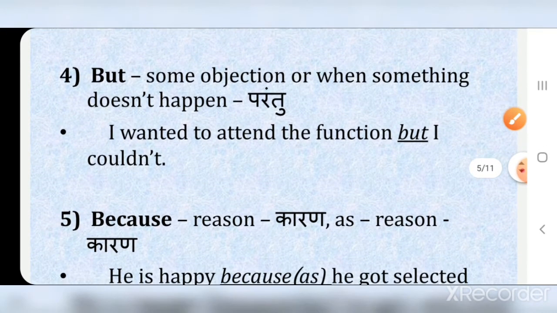Fourth one is but. But is used to take some objection. Okay, when we want to object or we have to object something, we use but. I wanted to attend the function.